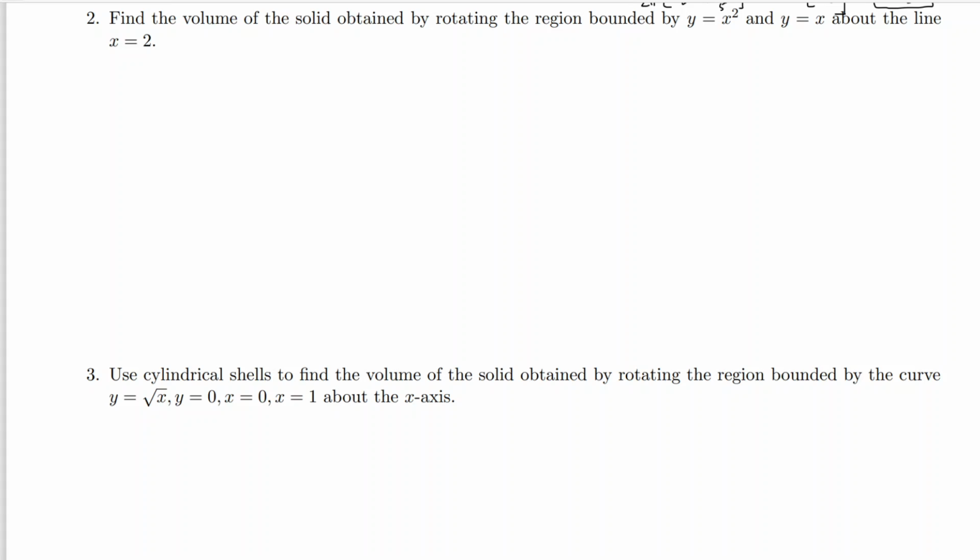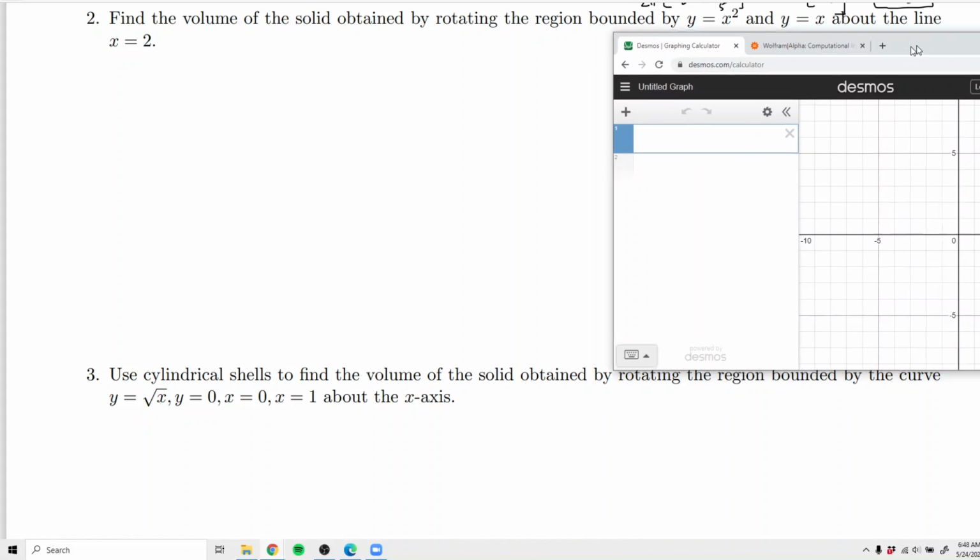Welcome back, everyone. In this video, I'll be continuing the section on cylindrical shells. Number 2 says find the volume of the solid obtained by rotating the region bounded by y equals x squared and y equals x about the line x equals 2. This is definitely one where, when you see the picture, you might wonder, do I have to use cylindrical shells? Can I use it the other way? We'll talk about why I would use cylindrical shells just from looking at this.